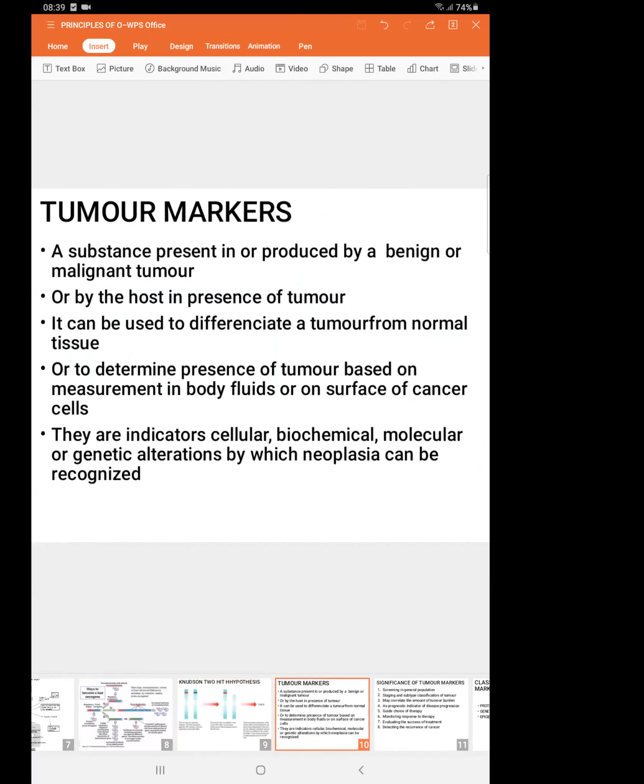Now I'll be coming to the tumor markers. Tumor markers are substances which are produced by a benign or malignant tumor or by the host in presence of the tumor, and they can differentiate tumor from normal tissue. And we can measure or assay the tumor markers, since they can be secreted in the serum or in any body fluid, or they can be present on the surface of the cells or in the nucleus. They are therefore indicators, which are cellular, biochemical, molecular, and genetic alterations which help in the recognition of neoplasia.